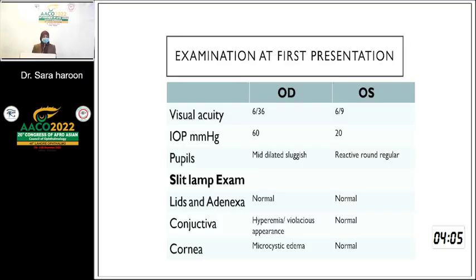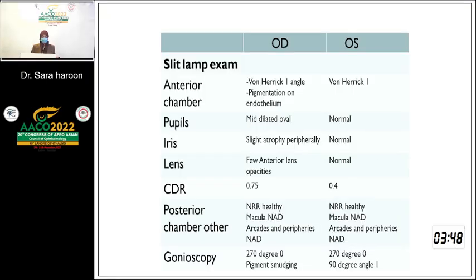On the initial examination, her vision was 6/36 in the right eye. The intraocular pressure was 60 millimeters of mercury with a Goldmann applanation tonometer. The pupil of this eye was mid-dilated and sluggish. On slit lamp examination, the conjunctiva was violaceous in appearance. The cornea had some microcystic edema.